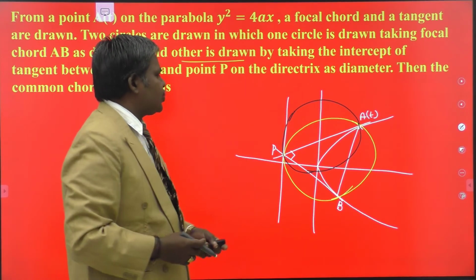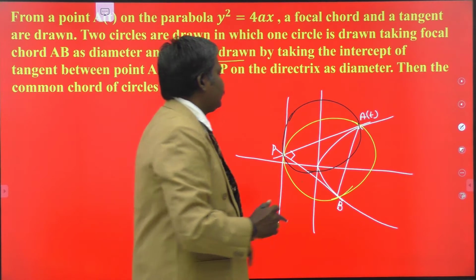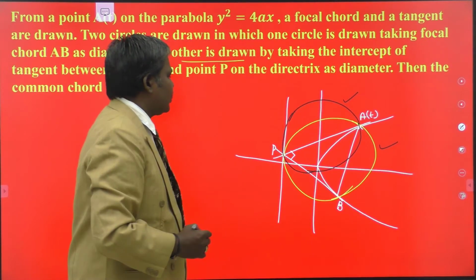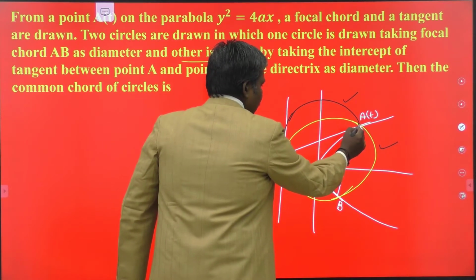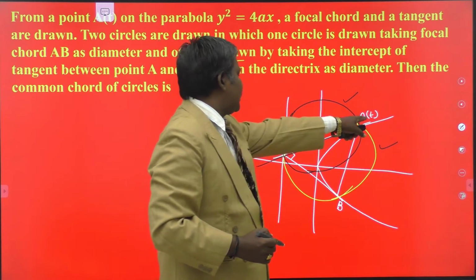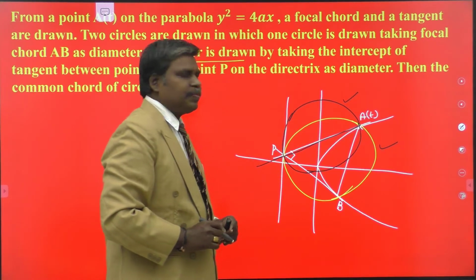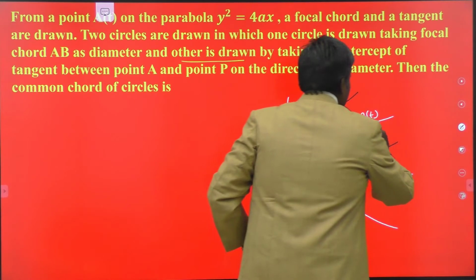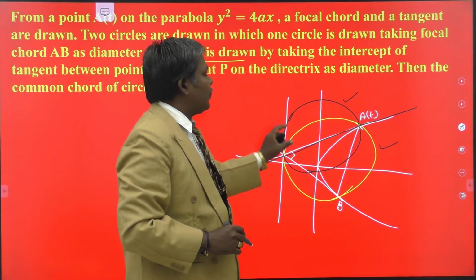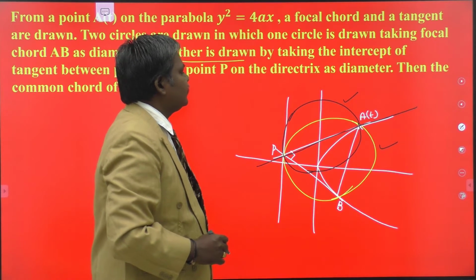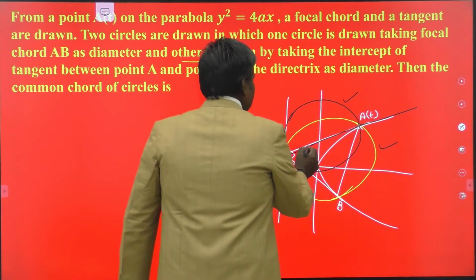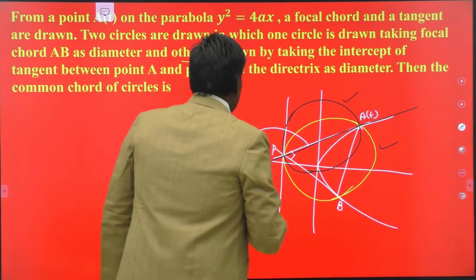You just observe, my dear students, what is the common chord of these two circles? This is one circle, this is the other circle. What is the common chord? This is the common chord. So one of the points of intersection is A(t) and clearly the other point is P. And moreover, this is nothing but the tangent at A(t), or not? So the required common chord is the tangent at A(t) to the parabola. So your answer is what? This is the common chord, which is the tangent at A(t).